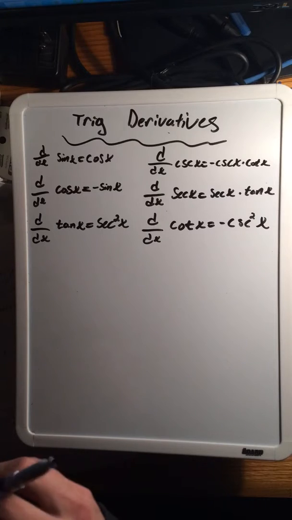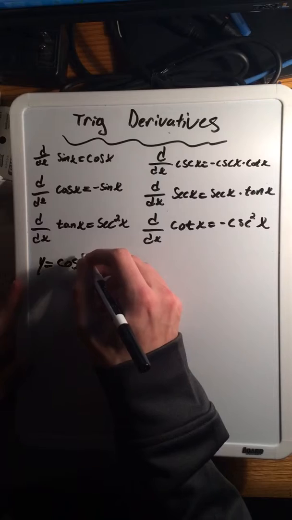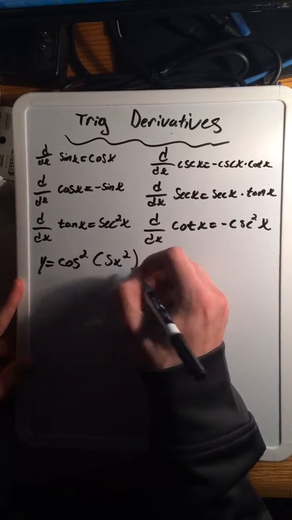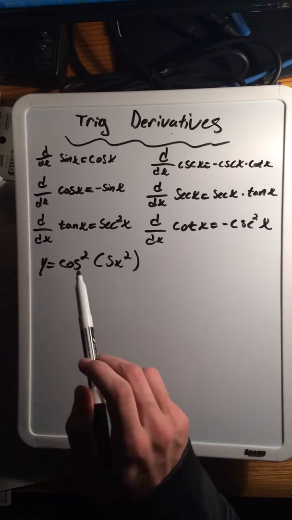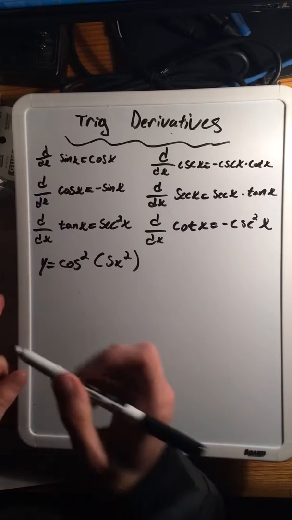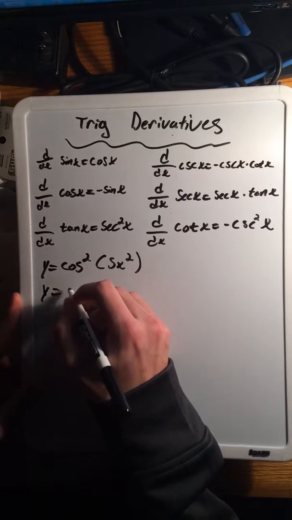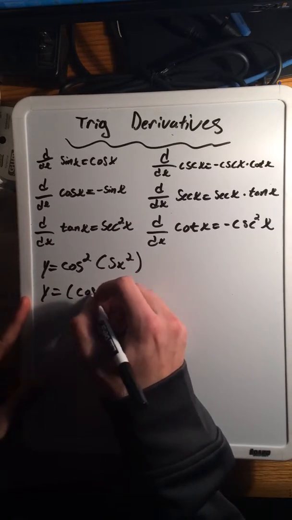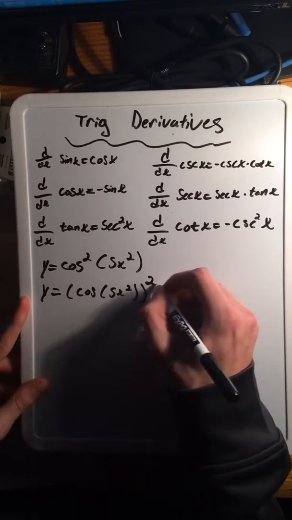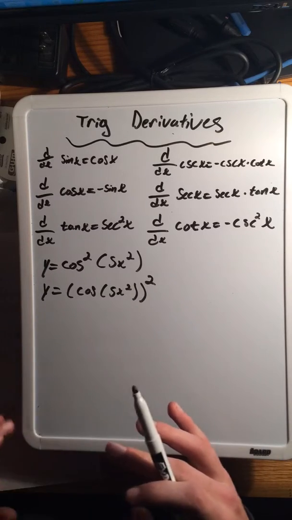So here I'm going to write another one. y equals cosine squared of 5x squared. Because of this square here, it changes it a little bit. You're still going to use the chain rule though. So next I'm going to rewrite it as y equals parentheses cosine of 5x squared, moving the square on the cosine outside, so it's all inside that parentheses.